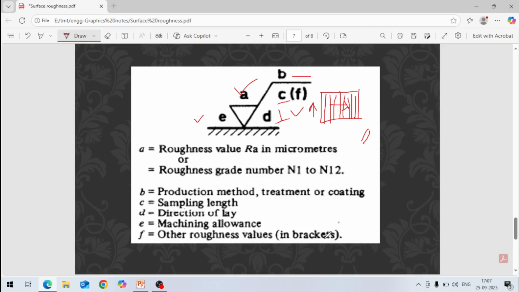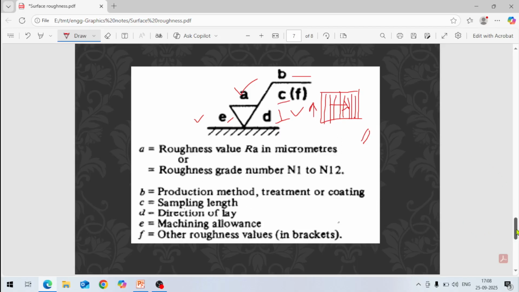And F is the roughness value. In brackets, the sampling length and roughness value, both we provide here like this. And here E is the machining allowance. If there is any machining allowance, 0.1 mm, 0.2 mm, whatever it is, then you provide it here also. So this way you define it on the drawing. If you find this type of symbol, now you can recognize how much is the roughness value, what is the D value, what is the B value, so that you can recognize very easily.